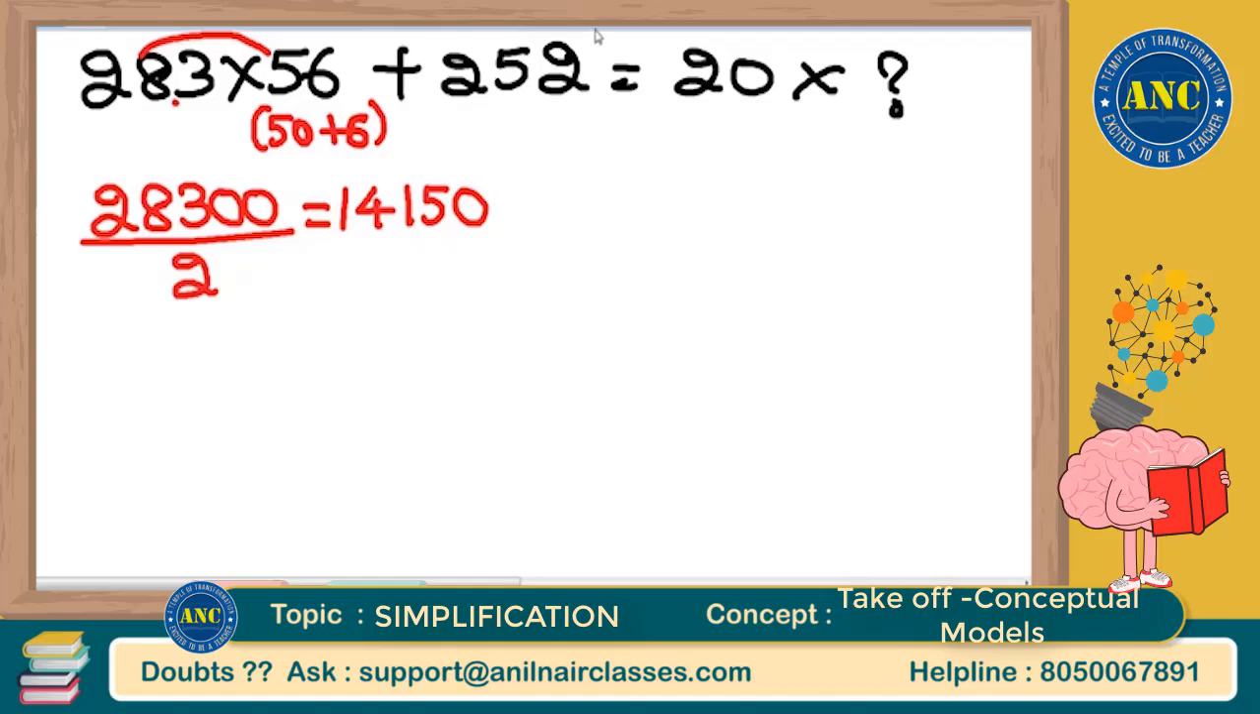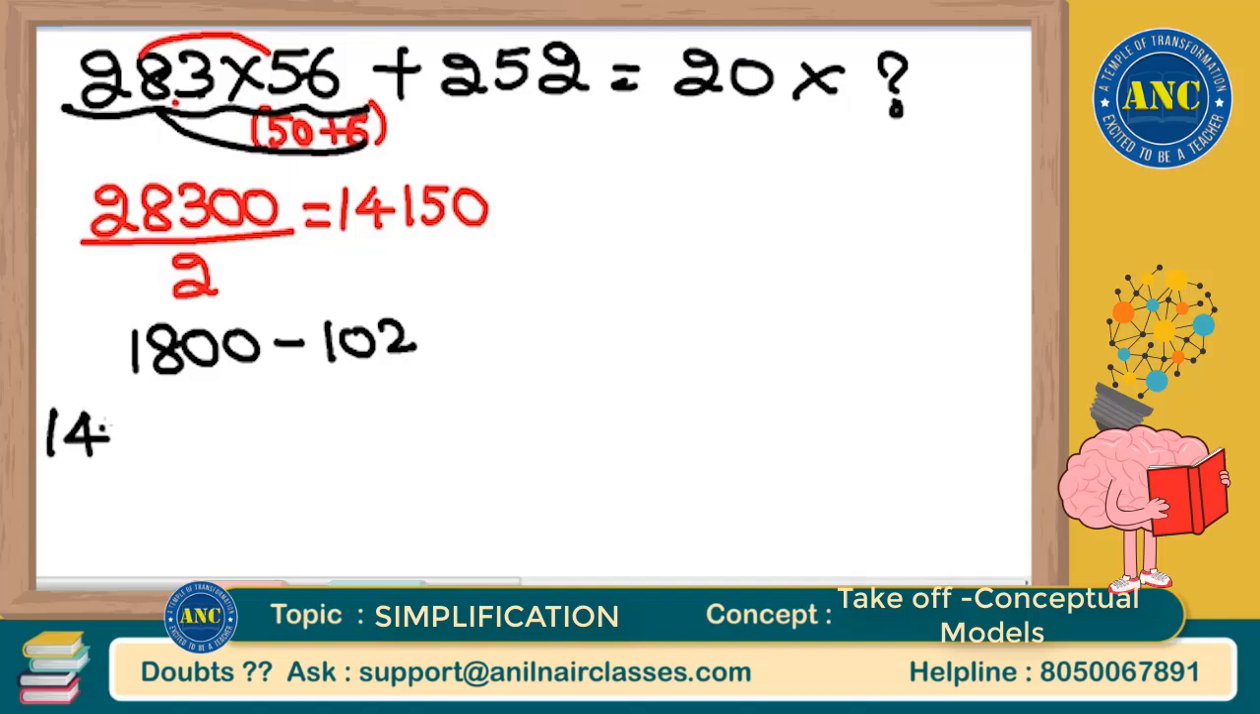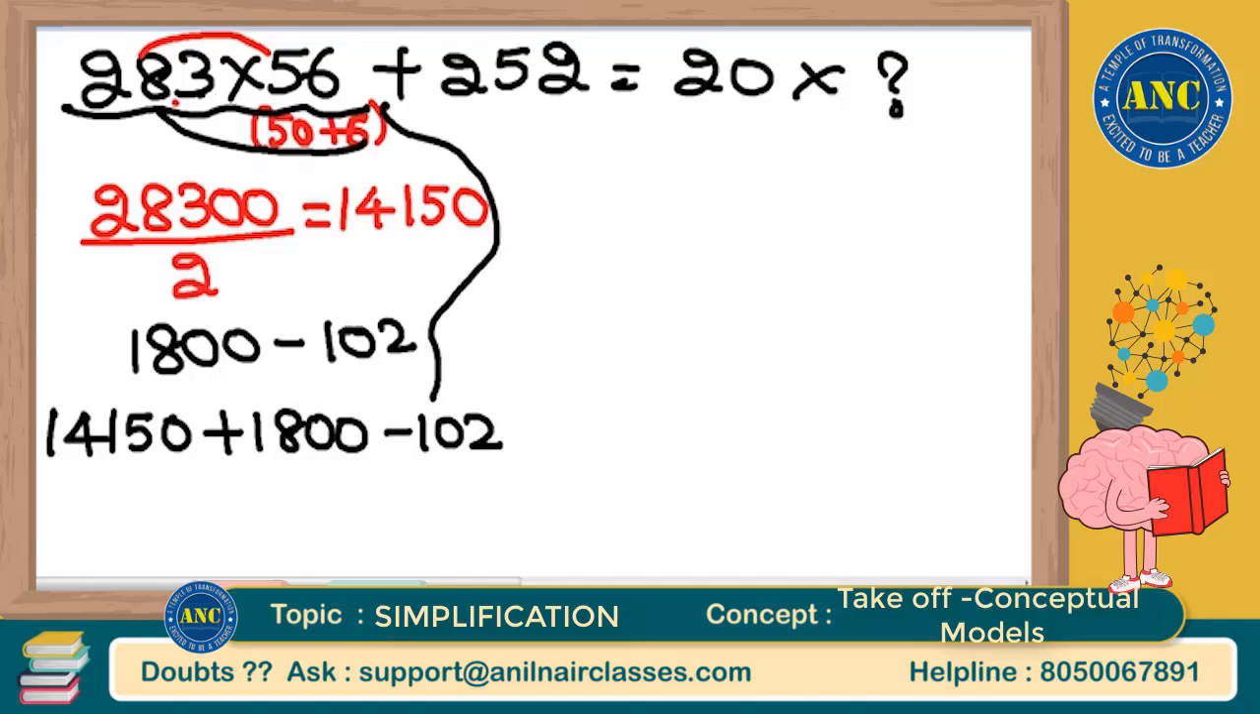283 into 6. Can I say it as 300 into 6 is 1800, minus 17 into 6 is 102, right? 17 into 6 is 102. That means this entire number is nothing but 14150 plus 1800 minus 102, right? You should write this a little faster in your exam. Next, plus 252 is what I have, is equal to 20 times question mark.